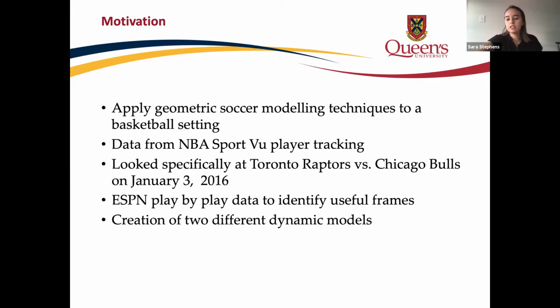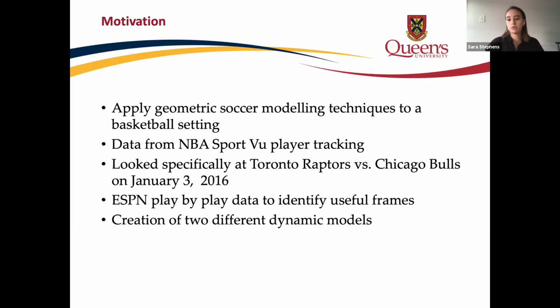So just a little bit about why I started looking at these two models. They were largely motivated by the work that both Emily and Dan were doing with geometric soccer modeling. And I really wanted to see if they could be applied to a basketball setting, and if one could draw similar conclusions, different conclusions, and compare and contrast despite the smaller court, differences in the game, and fewer players in a basketball setting. And as Maya was mentioning, the data we're looking at is from SportVU NBA player tracking.